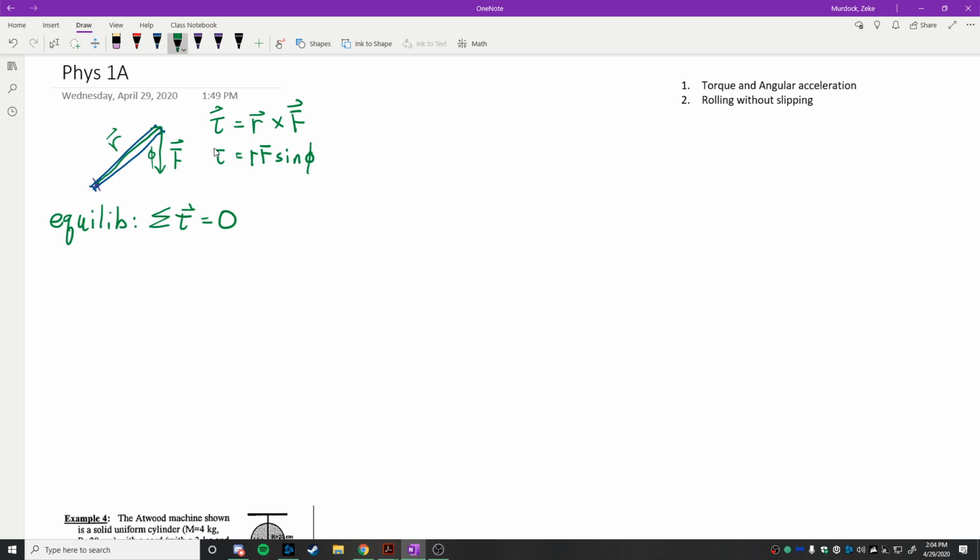What we want to talk about now is when a system's not in equilibrium. That is to say, if the net torque acting on a system is not zero, then we want to talk about what happens. And specifically here, we get a new statement about what happens with torque. When you have a non-zero net torque, that means you're going to have some torque acting on a system.